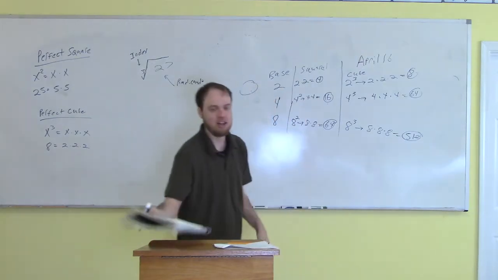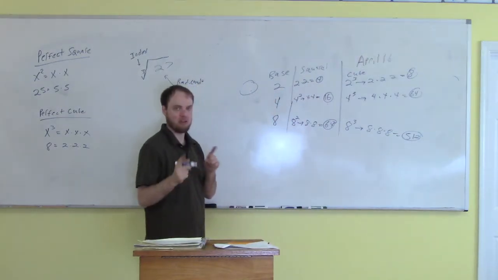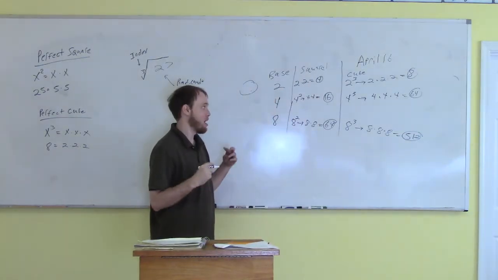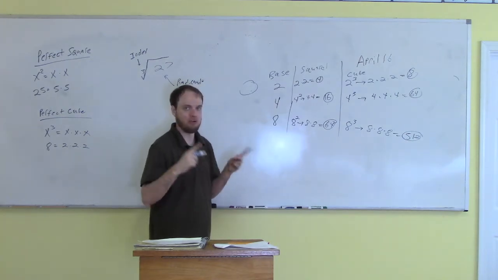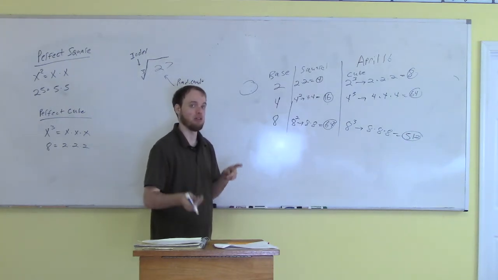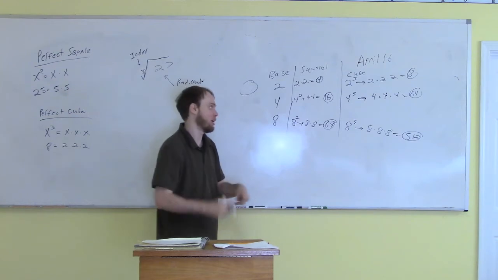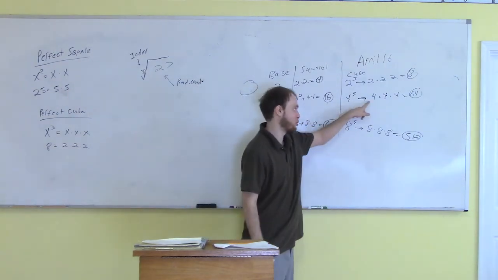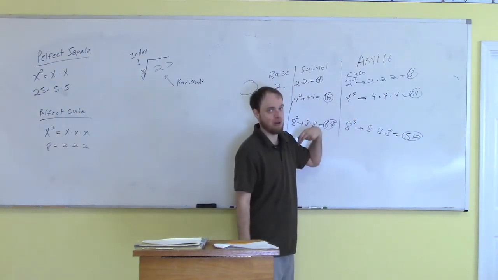The key there is that for a square, you multiply the number times itself, and then for a cube, you multiply the number times itself, get that answer, then multiply it times the original number again. So for a cube, you would do 4 times 4, and then multiply that answer times 4.